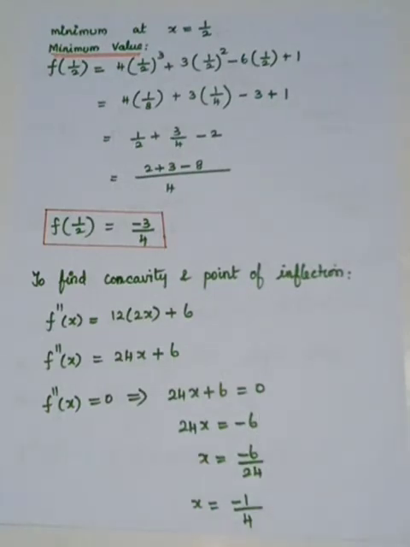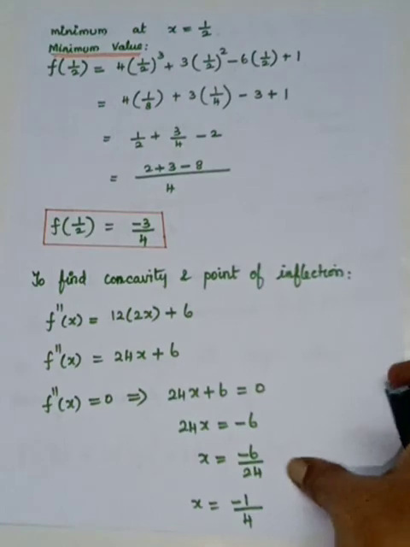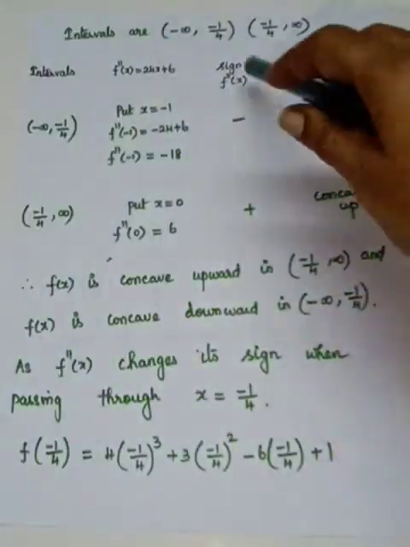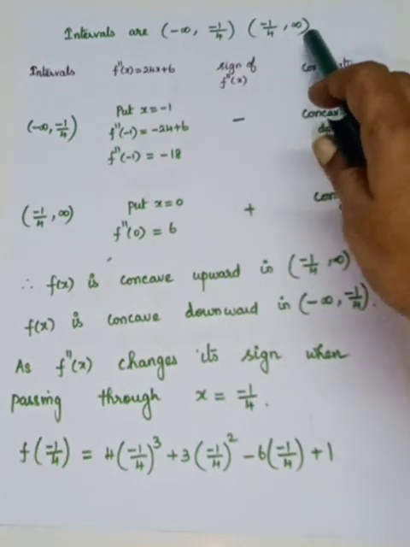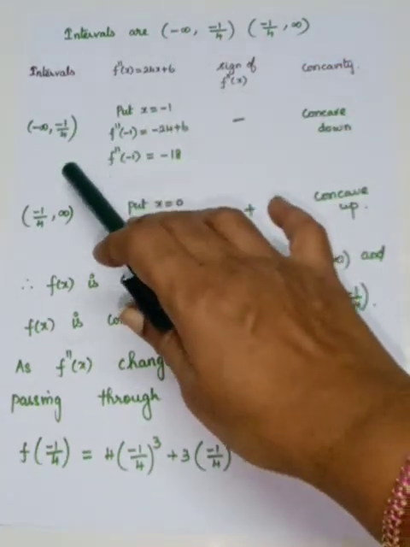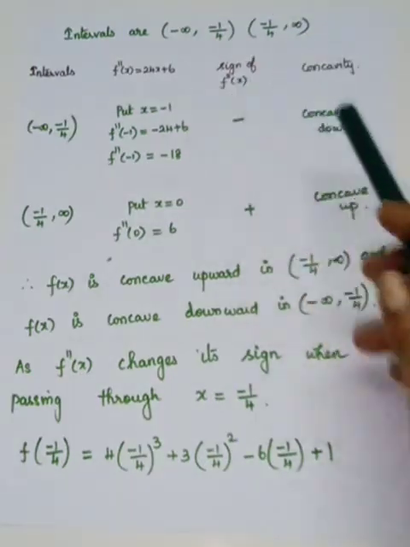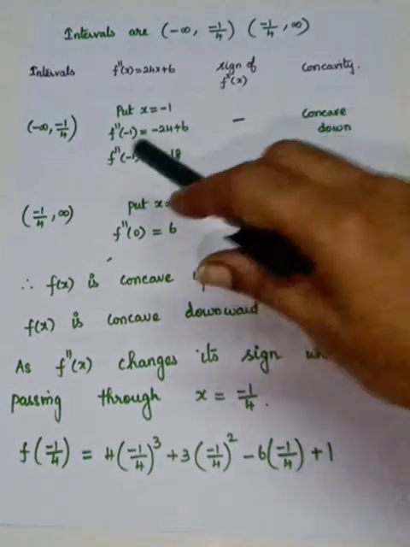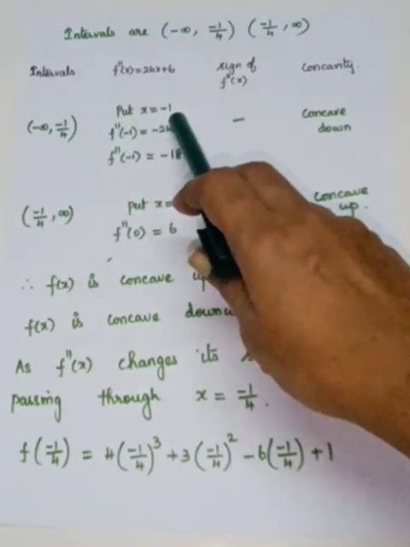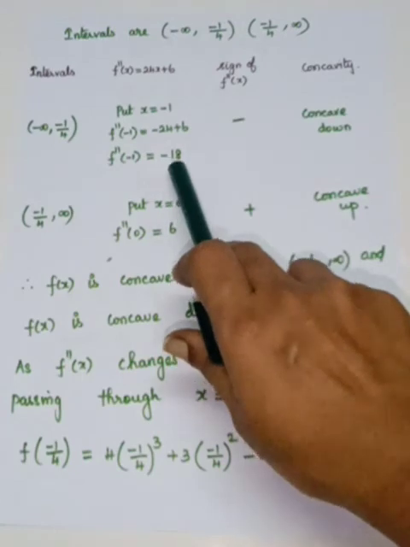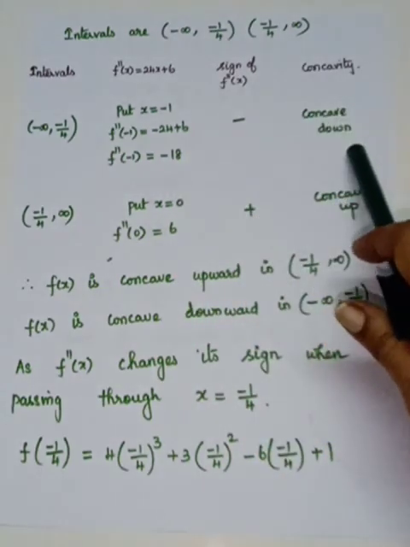You will get that point x is equal to minus 1 by 4. So only one point. So we have to make an interval. What is the interval? Minus infinity to minus 1 by 4 and minus 1 by 4 to infinity. So in this interval you have to take a point and it has to be substituted in f double dash of x. So take a point x equal to minus 1. If you substitute, it is minus 18. Okay, so minus 18 is negative, so it is concave downward.